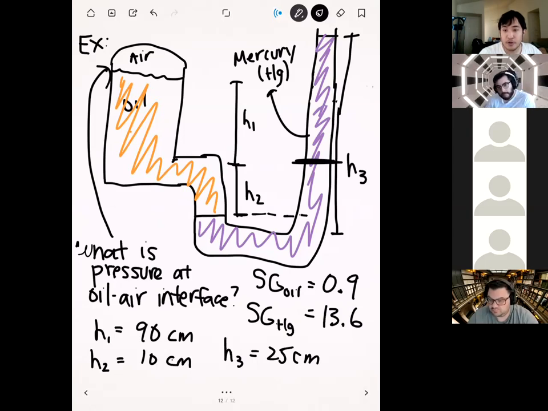SG stands for specific gravity. I'll show you on the next page how we actually use that to compute specific weight. SG is something that's really special, but it's not that difficult to use. You just have to multiply by the specific weight of water.